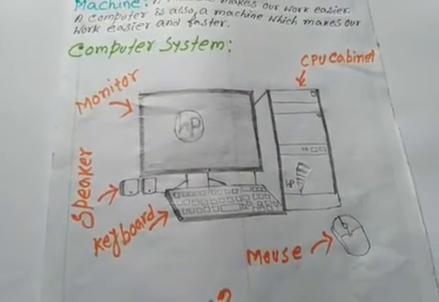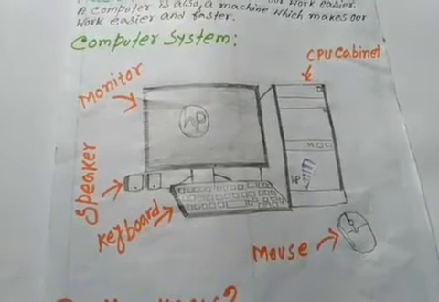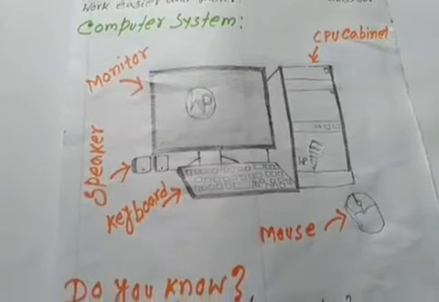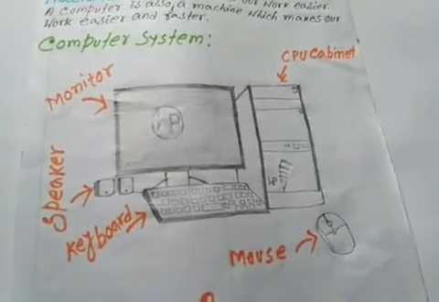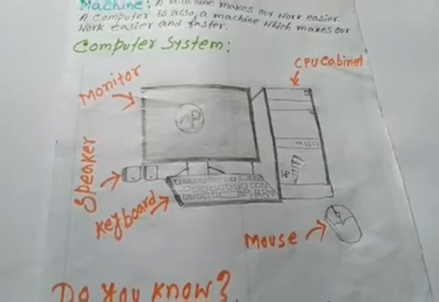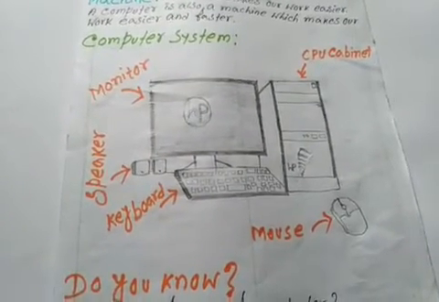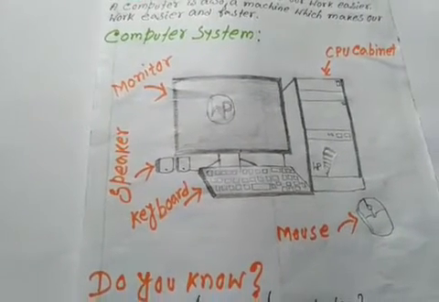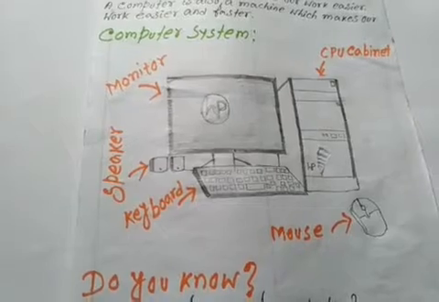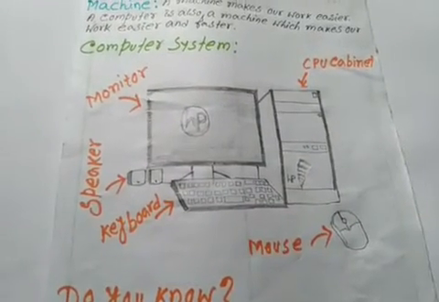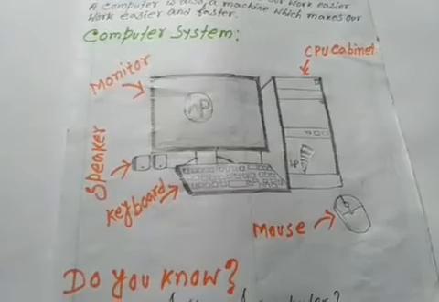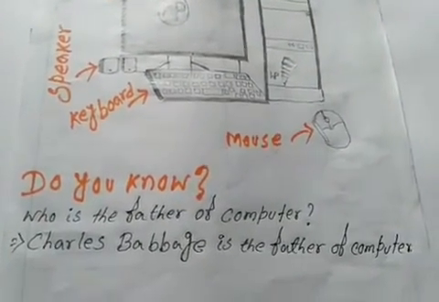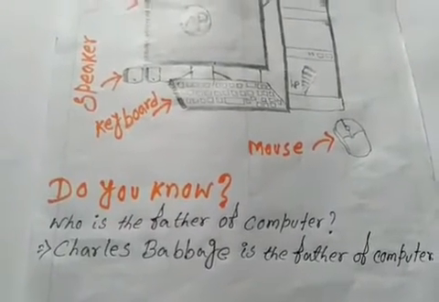Here is an image of a computer system. Monitor and speaker are examples of output devices. Keyboard and mouse are examples of input devices, and the CPU is the processing device. Actually, the CPU is a small chip that is inside the cabinet box. Do you know who is the father of the computer? Charles Babbage is the father of the computer.